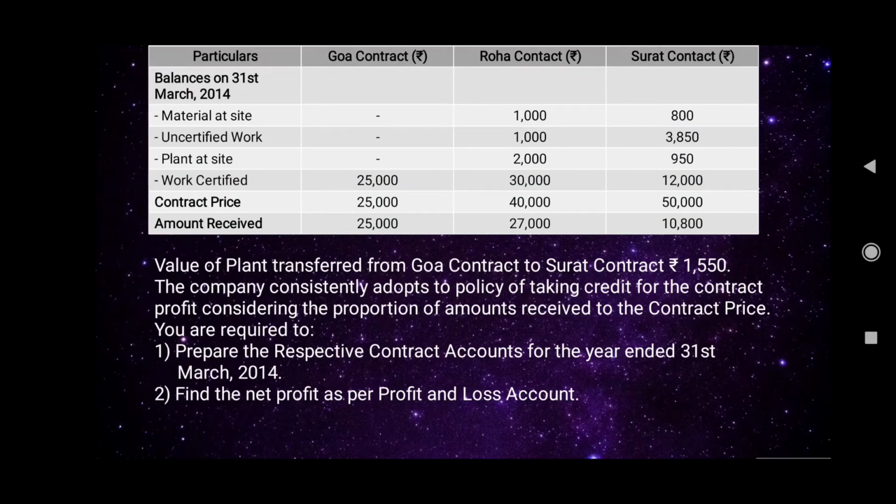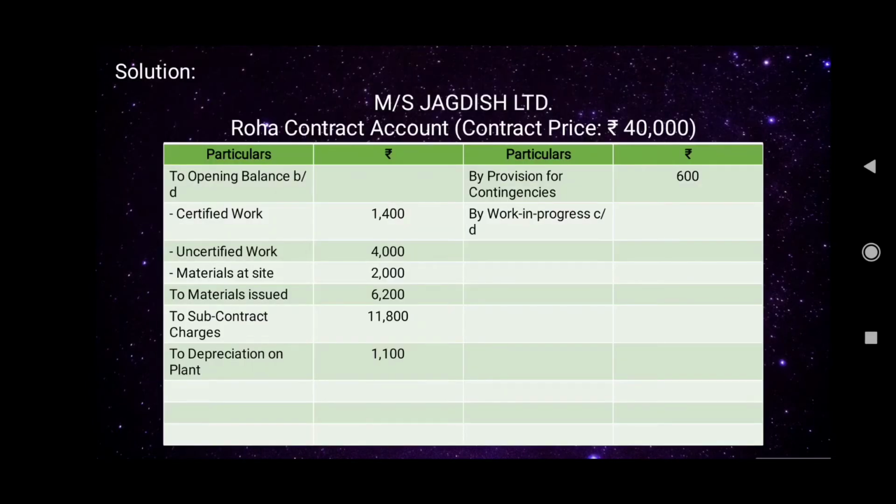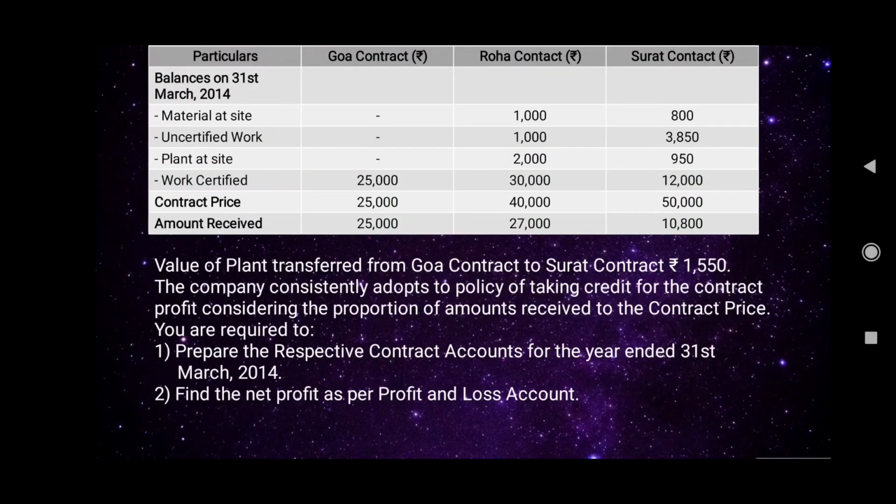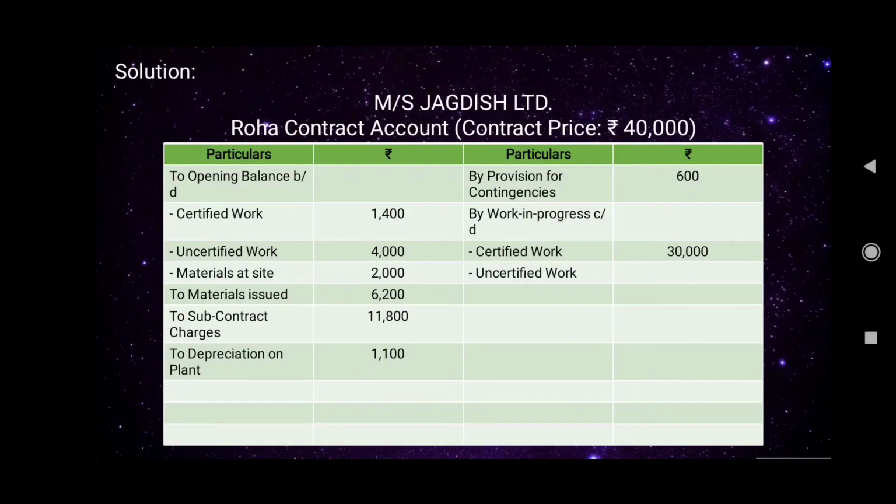So let us start recording balances as on 31st March 2014. First we'll record works certified. Amount is given as 30,000 for Roha contract. So by work in progress carried down, certified work amount is given as 30,000. Next we'll record uncertified work, which is 1000. So we'll record it on the credit side. Uncertified work amount is given as 1000.